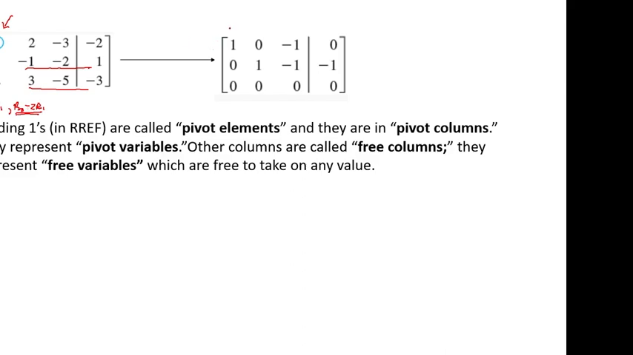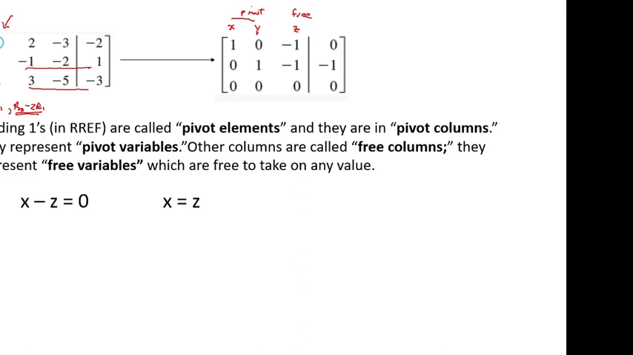So x and y are pivot variables because they both have leading ones associated with them. The other columns are called free columns, and they represent free variables. So z is an example of a free variable. So these are pivot variables, and this happens to be a free variable in this case. Okay? And they can take on any value. They're free.